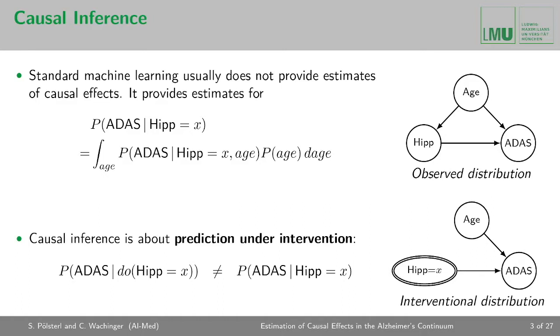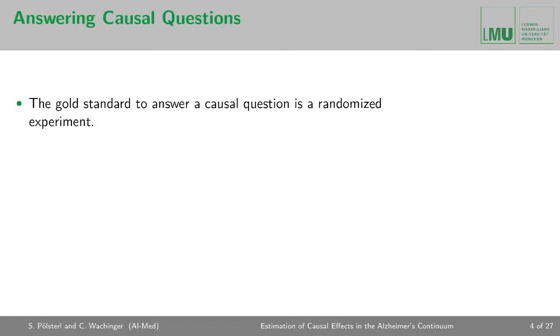What makes causal inference challenging is that usually the post-intervention distribution cannot be observed. In particular, the conditional distribution a machine learning model estimates and the post-intervention distribution are not the same. Only if we perform a randomized trial where hippocampus volumes are assigned to patients randomly, association would imply causation. Obviously, this is not possible in neuroimaging.